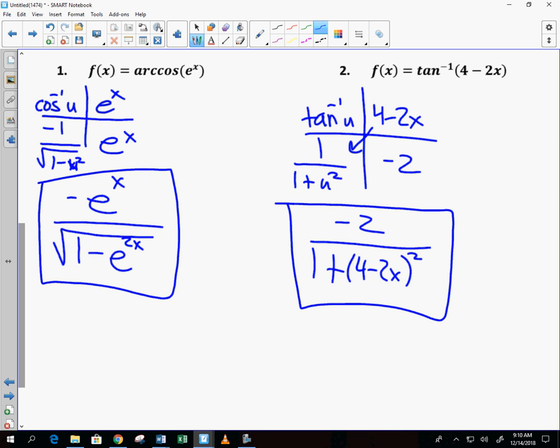I would like to give you a tiny glimpse into the future, can I? What's the derivative of 3x squared? 6x. Can you tell me what function did you take the derivative of to get 3x squared?